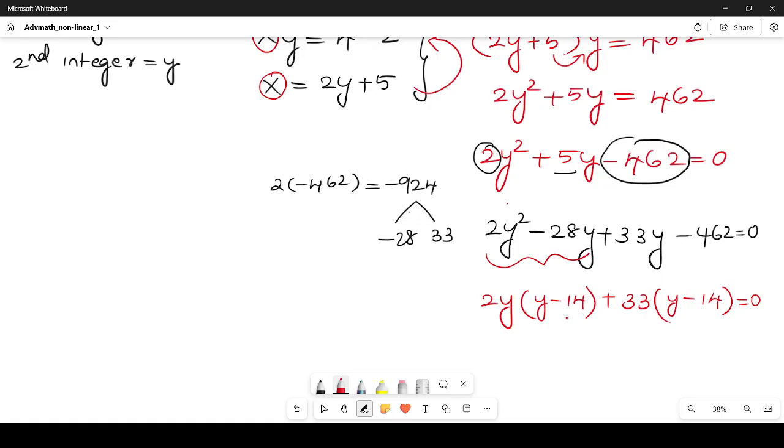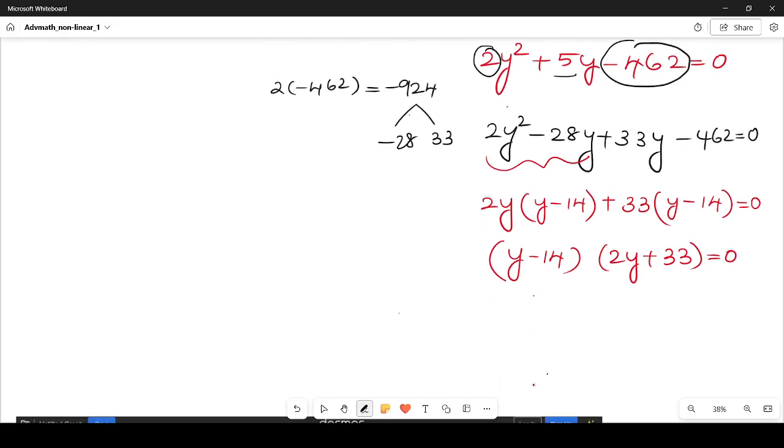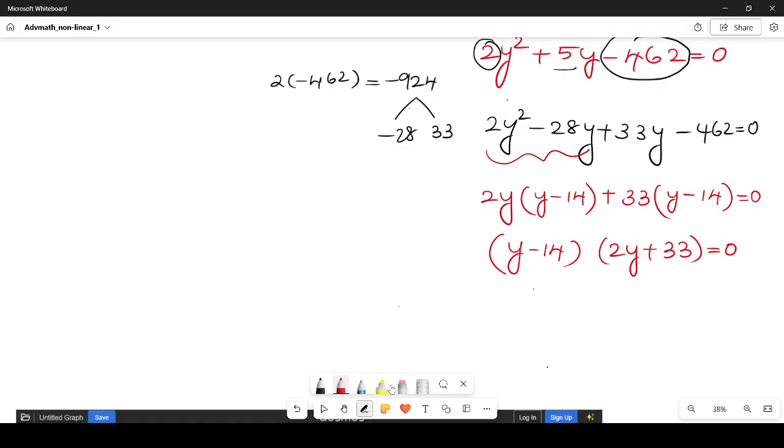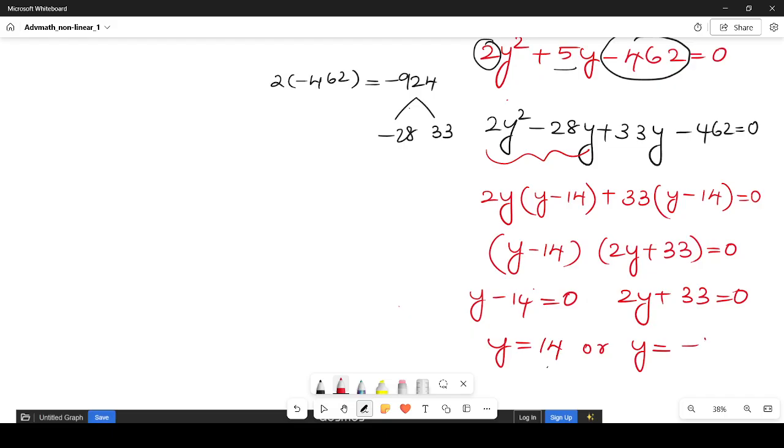So clearly we can see the factor y minus 14 is common. I can take it out to have 2y plus 33 remaining. So the factorization is y minus 14 times 2y plus 33 equal to 0. By the zero product property, y minus 14 equals 0 and 2y plus 33 equals 0. That means y is equal to 14, or I can subtract 33 first, so 2y equals negative 33, and I'll divide by 2. So y is equal to negative 33 over 2.